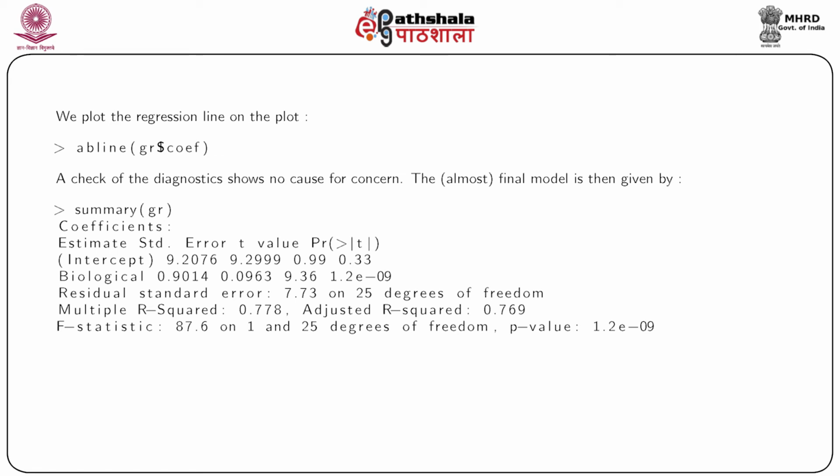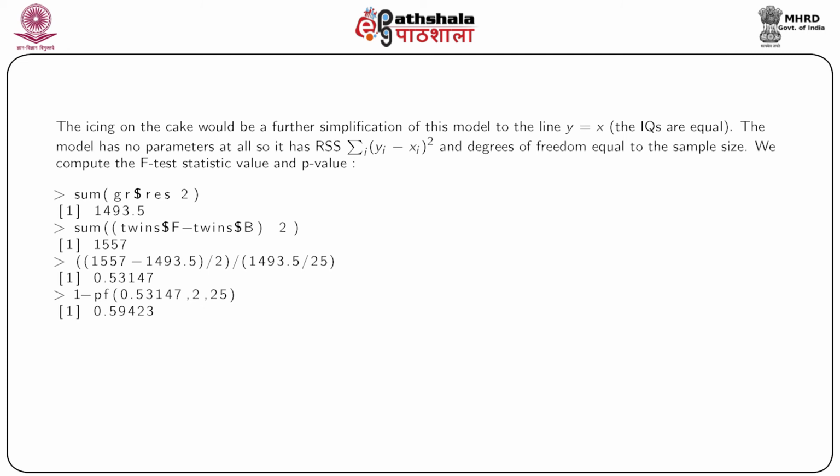Also, looking at the multiple R square, which is almost 78%, and also looking at the p-value, we can see that the overall model is also significant, and the multiple R square tells us that it is high enough for us to consider the model to be a good one. And the icing on the cake would be a further simplification of this model to the line y equals x.